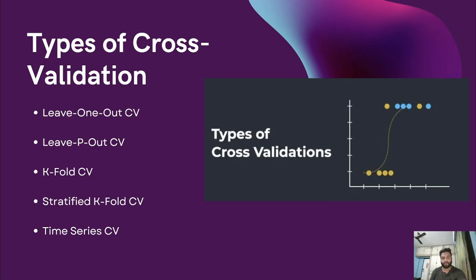Then there is stratified K-fold. It is similar to K-fold but ensures class proportions are preserved. It is ideal for classification tasks. And last but not the least, time series cross-validation. This is used when data is sequential, and it ensures the model never trains on future data. Each of these serves different scenarios and data types.